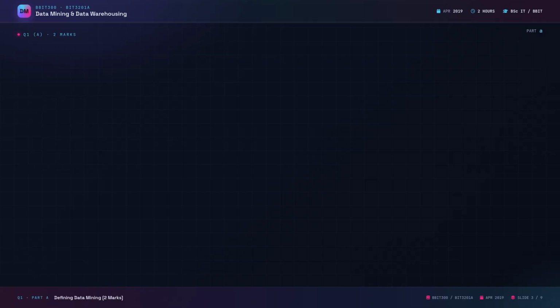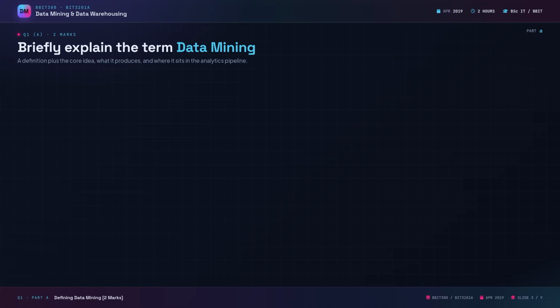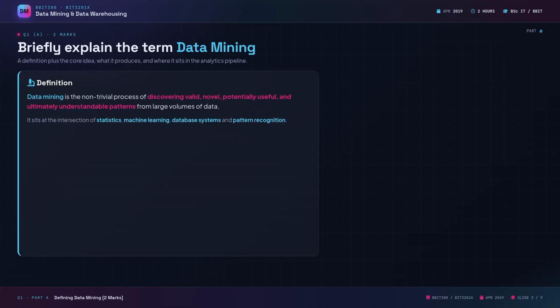Part A asks you to briefly explain the term data mining for 2 marks. Here's the definition you should know. Data mining is the non-trivial process of discovering valid, novel, potentially useful, and ultimately understandable patterns from large volumes of data. It sits at the intersection of statistics, machine learning, database systems, and pattern recognition. The core goal is to extract knowledge that supports decision-making, whether that's prediction, description, or both.